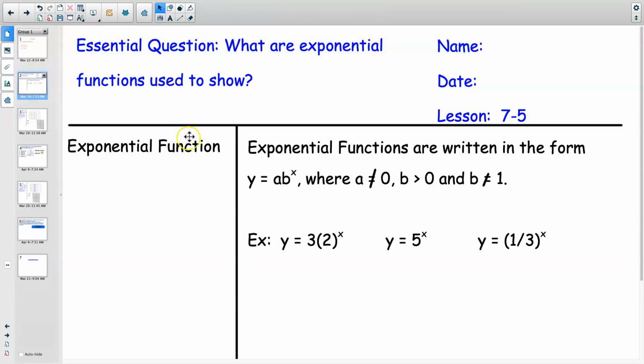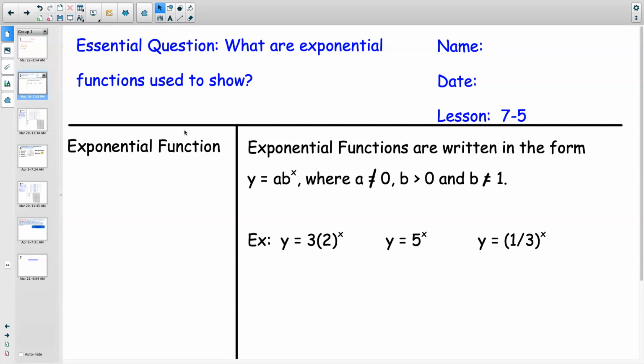Moving on to lesson 7.5. Essential question: What are exponential functions used to show? Exponential functions are written in the form y equals ab raised to the x power.